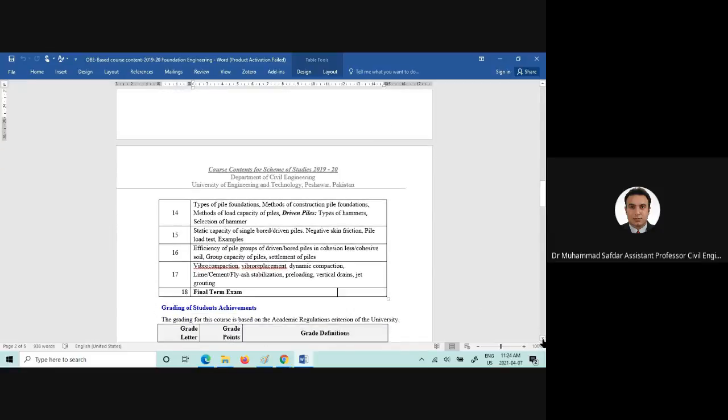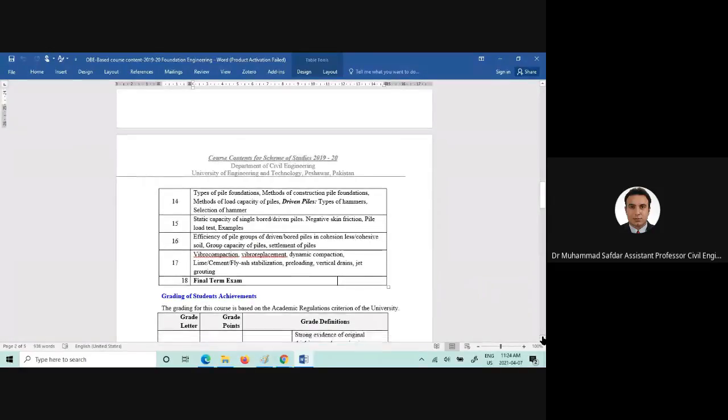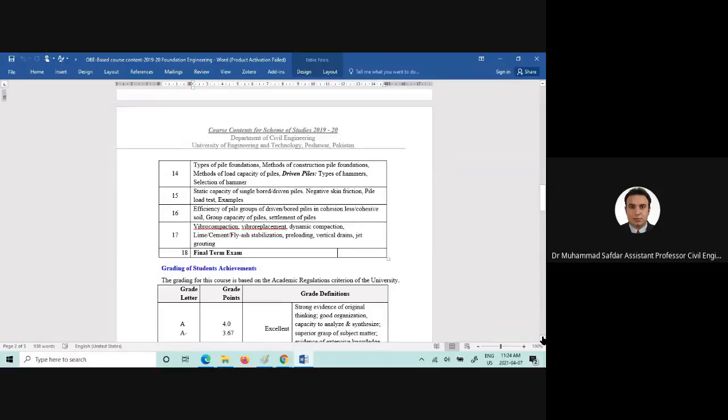Static capacity of the piles, negative skin friction, pile load test, efficiency of pile groups, so if it's installed or constructed individually, how the capacity will change and how the capacity will increase if we construct a group of piles in the particular soil. Things will be discussed in detail, the compaction and the compaction methods.